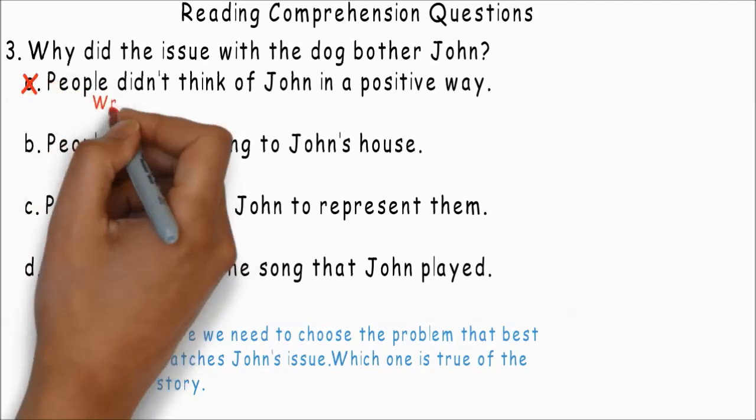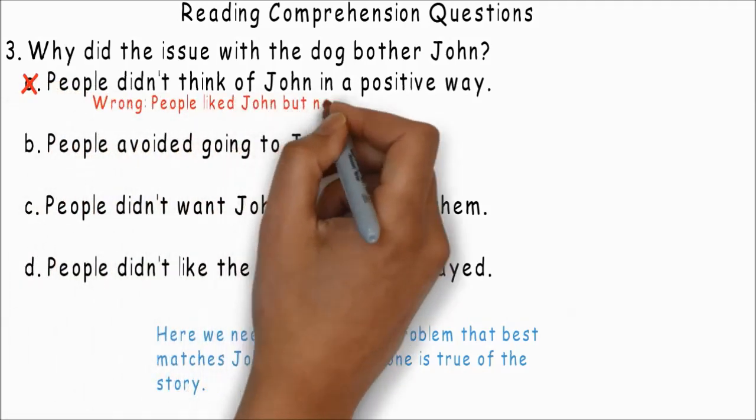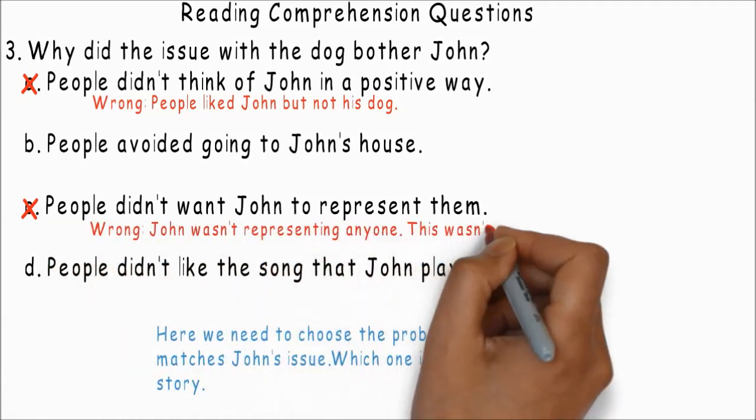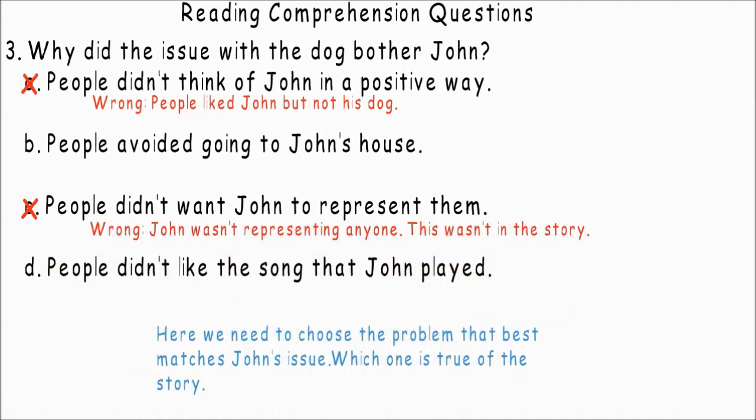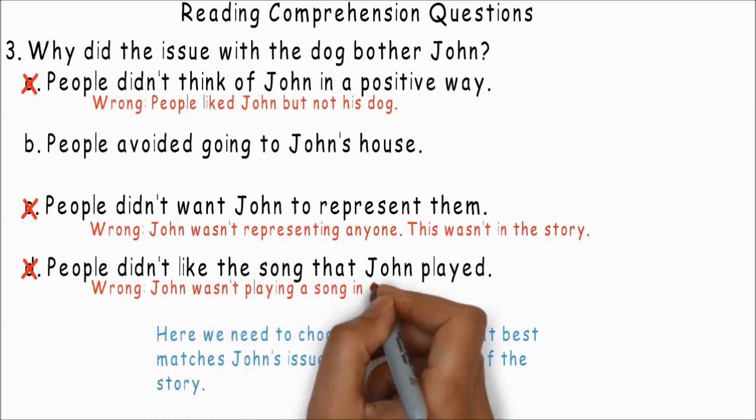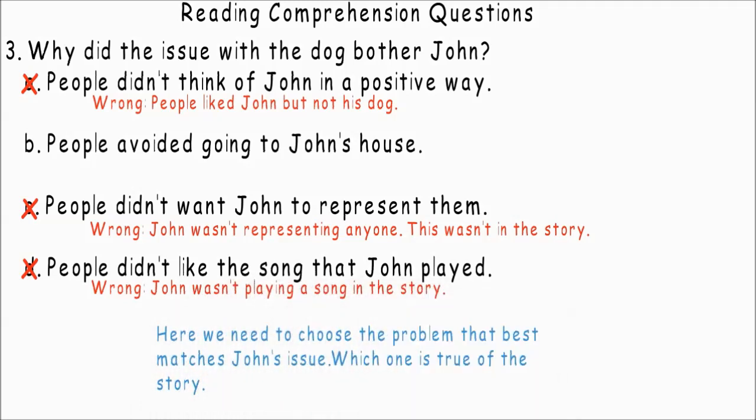It's not A. People didn't think of John in a positive way. The people liked John, just not his dog. It's not C. People didn't want John to represent them. John wasn't representing anyone. This wasn't in the story. It's not D. People didn't like the song that John played. John wasn't playing a song in the story.